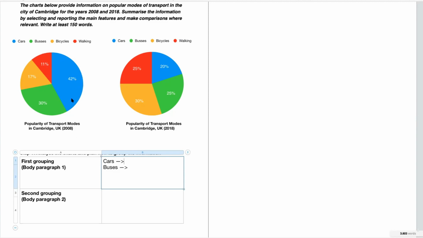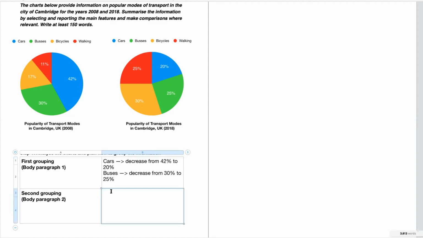I'm going to talk about how it's changed from 2008 to 2018, and this is an example of how I am making comparisons where relevant. So you want to start off with this right away. Now with cars, I'm going to say it has decreased from 42% to 20%. Okay, that is a clear change. Buses, I'm going to say again, decrease from 30% to 25%. And there we have it. So those are our two segments for the first grouping.